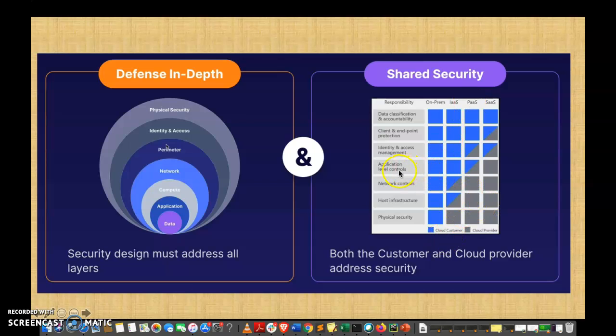Then there are application level controls, identity and access management, client endpoint protection, and data classification. All those controls go to the cloud provider.